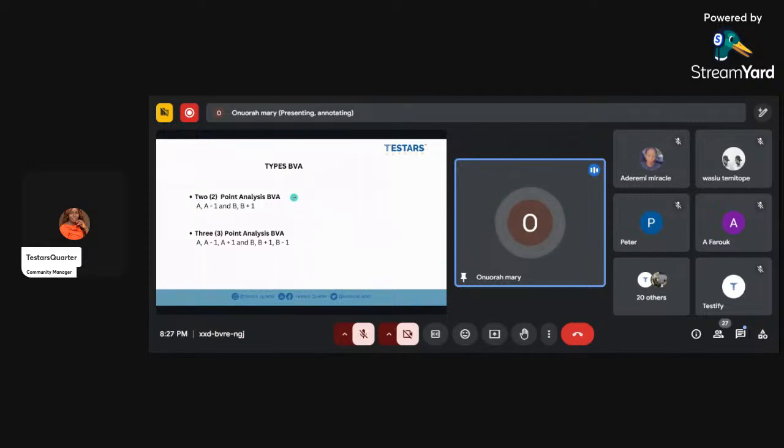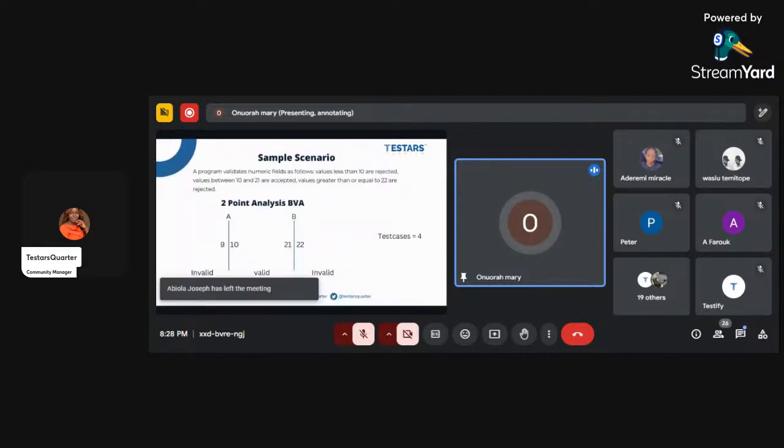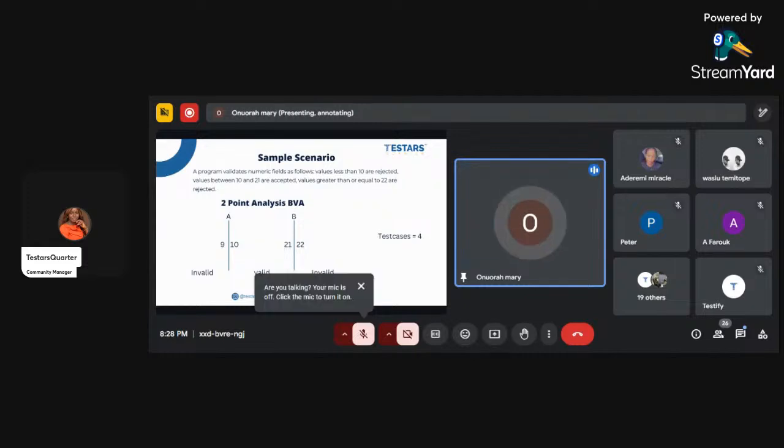So you can call it a formula, that you can actually use to get the actual boundaries of what you need, right? So for 2-point BVA, I have A and then A minus 1 on the first condition point. A and B is what I use to represent my input boundaries, which in the case of our age field, are 10 and 21. 10 on the lower side, 21 on the upper side, right? So we have two main boundaries from the condition. A represents 10, B represents 21.